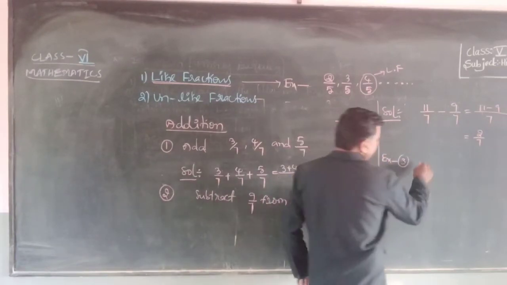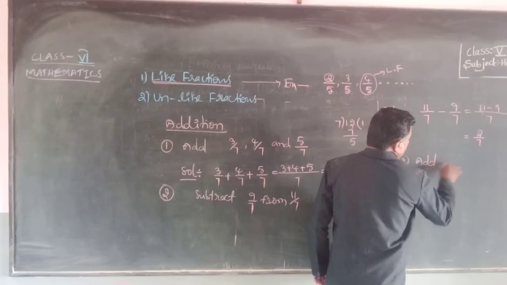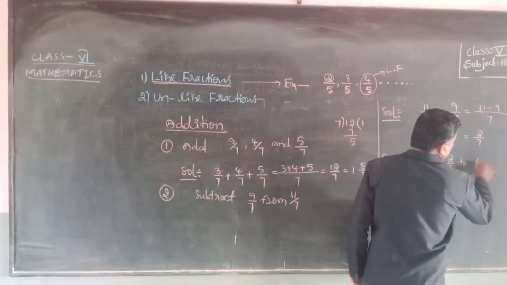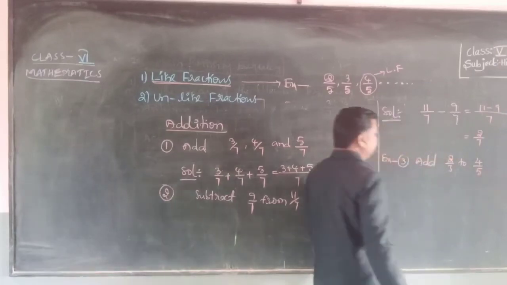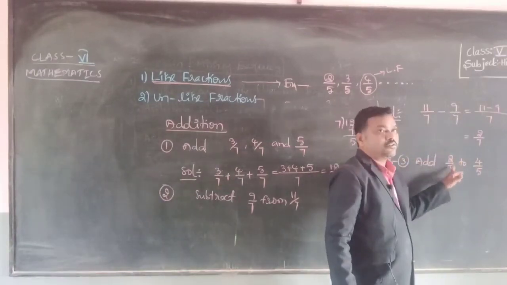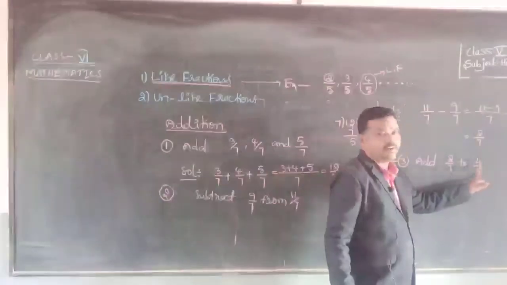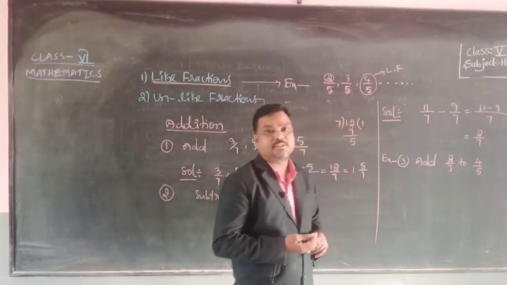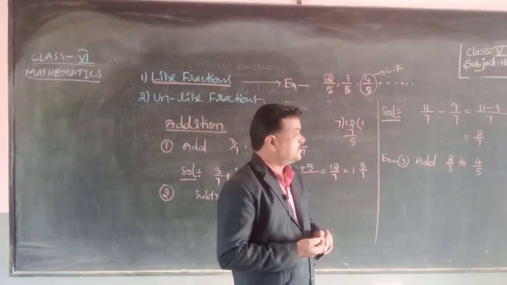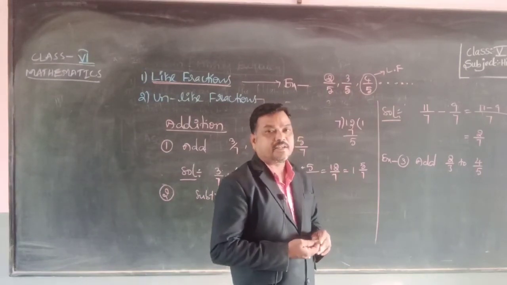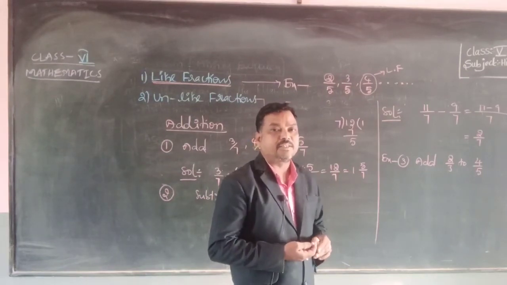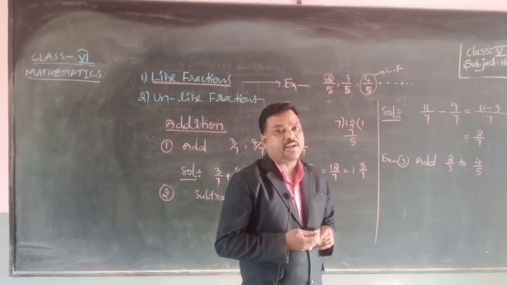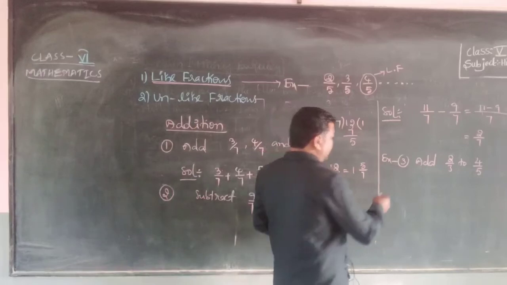Add 2 by 3 to 4 by 5. These are unlike fractions. There are two methods to add unlike fractions: the LCM method, and the other method, where we first change the unlike fractions into like fractions.